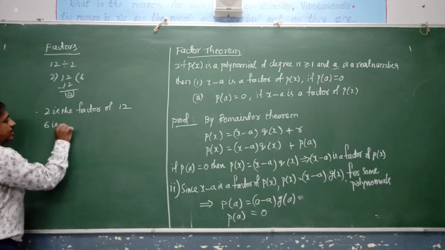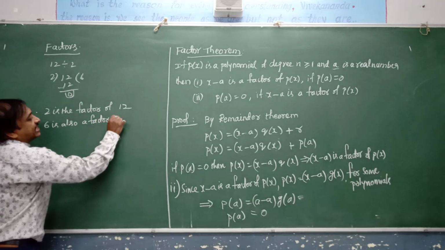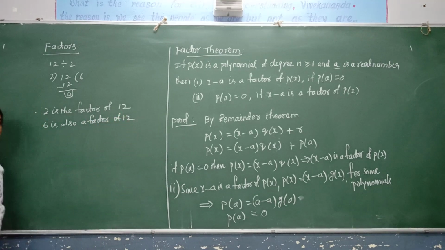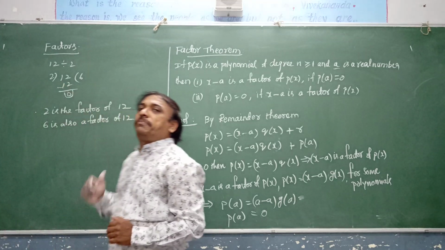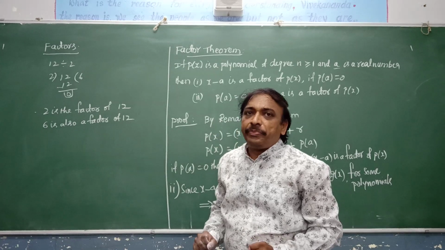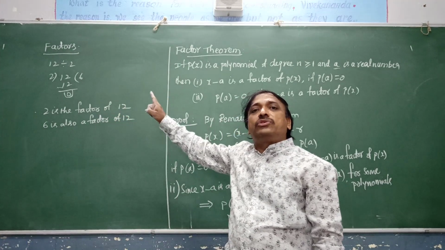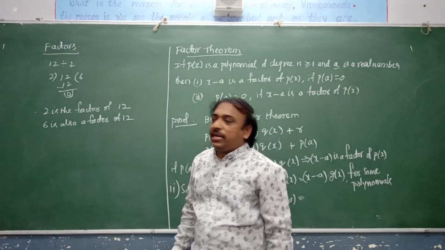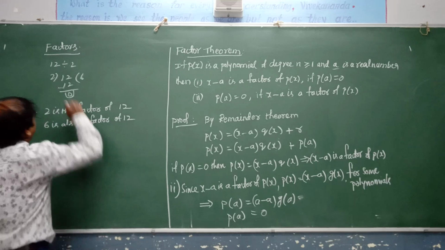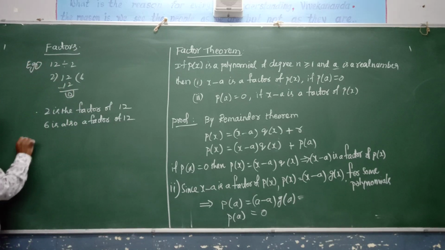6 is also a factor of 12. When you divide and the remainder is 0, then the divisor as well as the quotient both will be factors of the given number. One more example you see. This is example 1. Now example 2 you see.